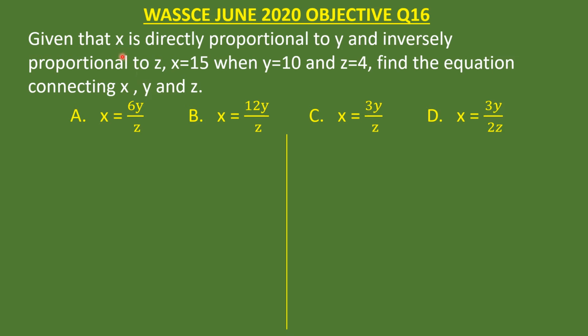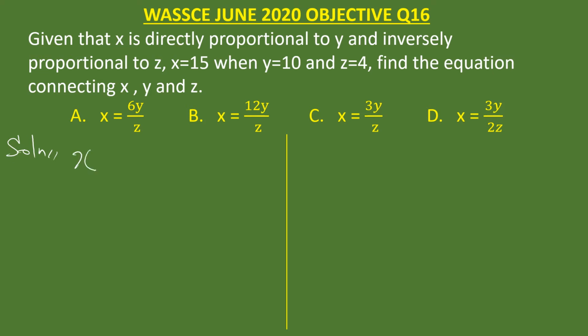Now let's take the next question. This is West African Senior School SAT, June 2020. Objective question 16. Given that X is directly proportional to Y and inversely proportional to Z, X is equal to 15 when Y is equal to 10 and Z is equal to 4. Find the equation connecting X, Y, and Z. The options have been given: A, B, C, and D. So one of them is the correct answer. So let's solve it. Solution.